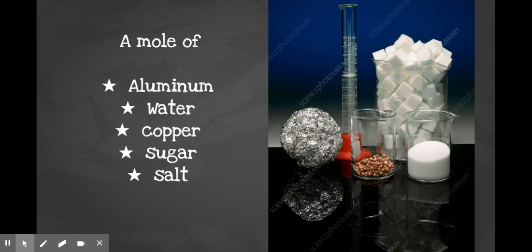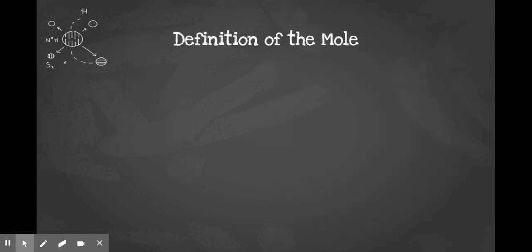6.02 times 10 to the 23rd molecules, we could count them out. That's how big they would be, how big of a pile they would make. That's the best way to say that.